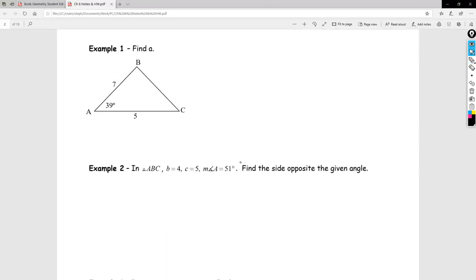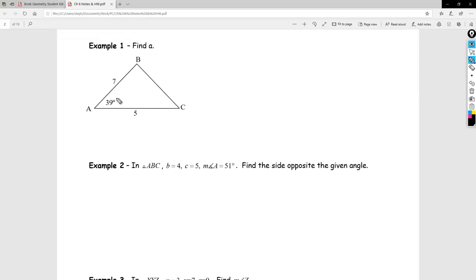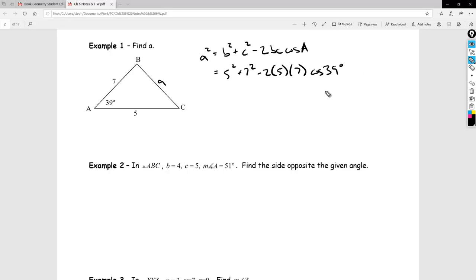Okay, so let's figure out how to actually use this. First, they want me to find A. Okay, well, I know that A squared is equal to B squared plus C squared minus 2BC cosine of A. So I'm just going to plug in. So I have 5 squared plus 7 squared minus 2 times 5 times 7 cosine of 39 degrees. Just plug that in your calculator. Do not forget to square root everything because A is squared. And we end up getting that A must be 4.427.